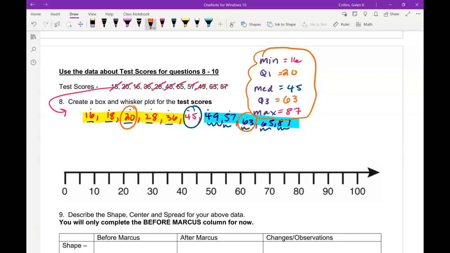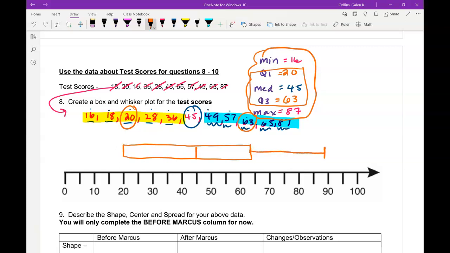And so I like to start with the box. Remember, the box goes from Q1 to Q3. So from 20 to 63, which we're just going to kind of ballpark about here on our number line. That is where my box goes. The median we said is 45, so the median is the bar in our box. The max is 87, so we go out to approximately 87 on our number line, and the minimum is 16. All right, so that is our box plot for number 8.